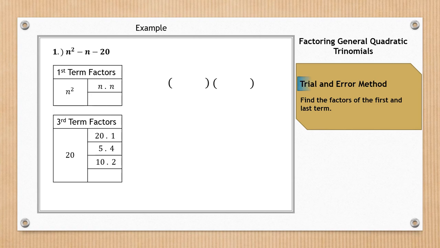Okay. So, again, this is a trial and error method. So, in this case, the factors of the first term, isa lang, n times n. So, you have n and n. Ilagay mo dyan. Okay, next. Factors ng 20, class, merong tatlo. So, medyo mahaba-haba yung pagpipilian natin this time. If ikaw yung sasagot nito, what factor yung una mong ite-test? You have 20 times 1, 5 times 4, 10 times 2.